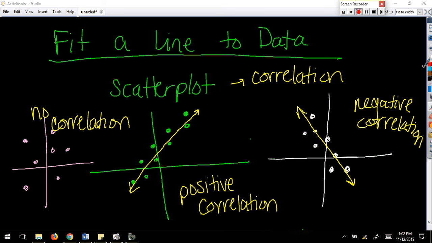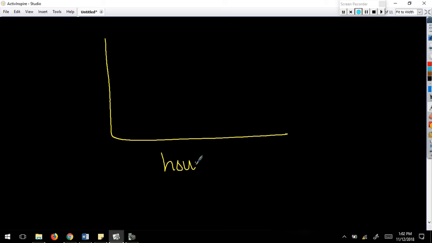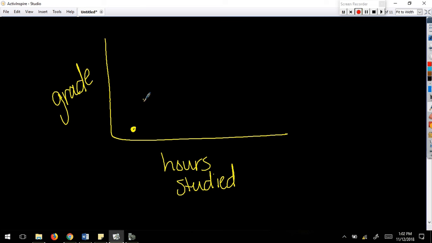All right, so let me show you a couple of examples, and I want you to describe the correlation for me. Let's first look at something that compared how long you study to the grade you made. Hours studied to your grade. Let's say when I plotted this data, I noticed it looks like this. So what I would like for you to do is take a look at this and describe the correlation for me.